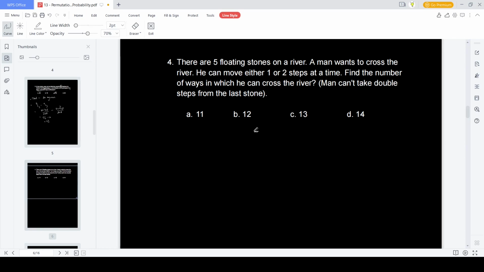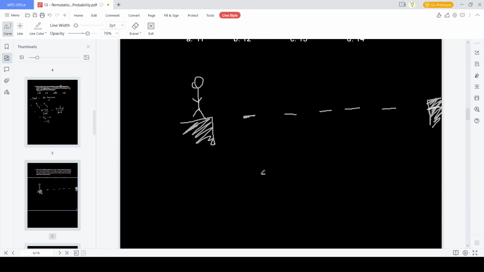So basically first we just draw a diagram. This is the man. This is the first step, second, third, fourth, and fifth. This is the river. I mean, this is the other part, the bank on the other side. And he is standing here. Now he wants to cross it. So we'll just note down the number of ways possible.